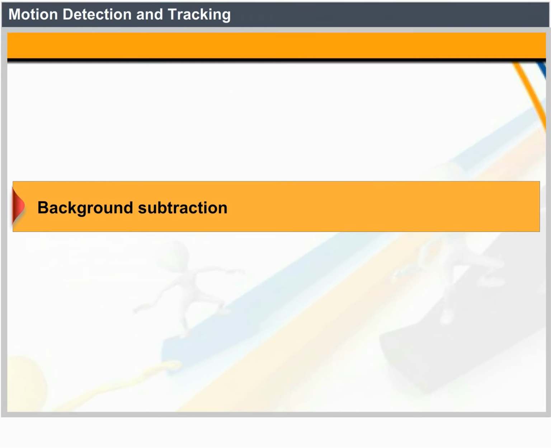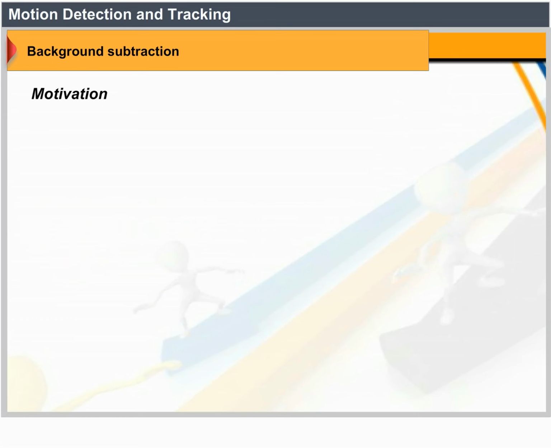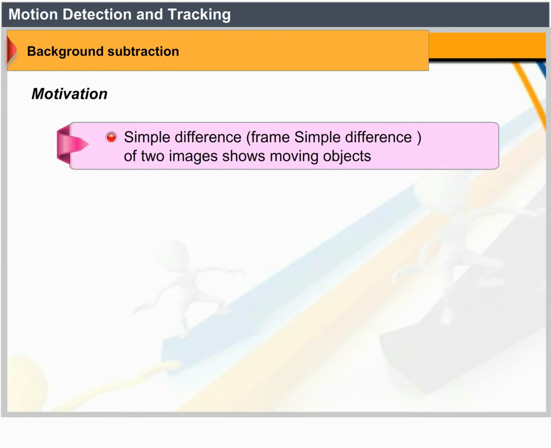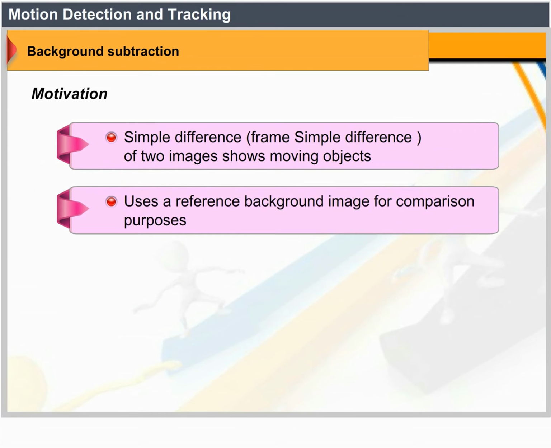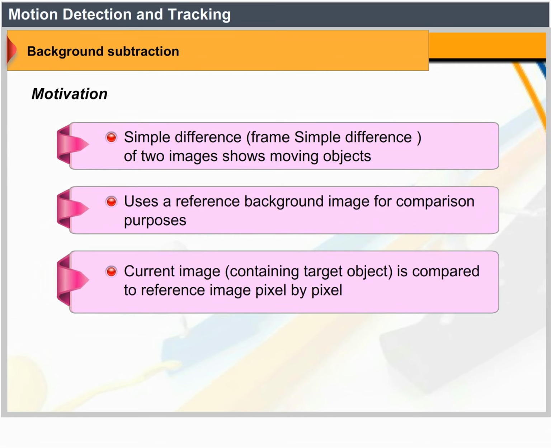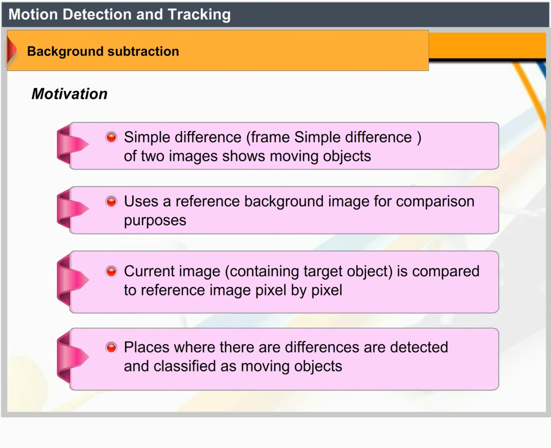Background subtraction. Motivation: a simple difference of two images shows moving objects. It uses a reference background image for comparison purposes. The current image containing the target object is compared to the reference image pixel by pixel. Places where there are differences are detected and classified as moving objects.